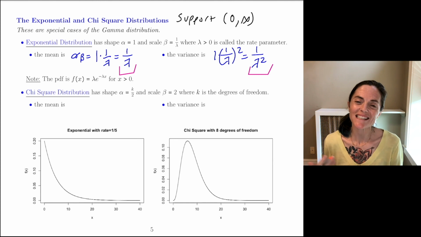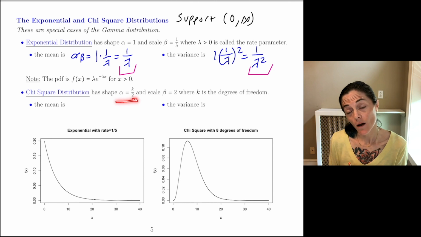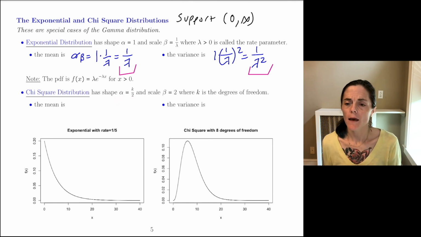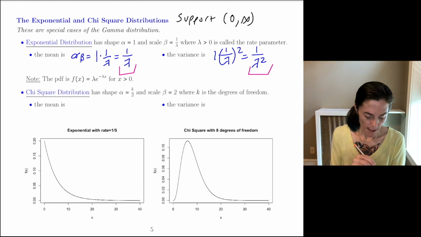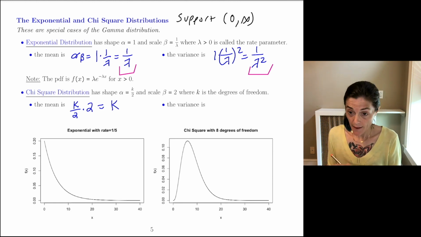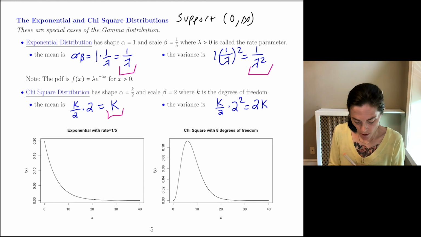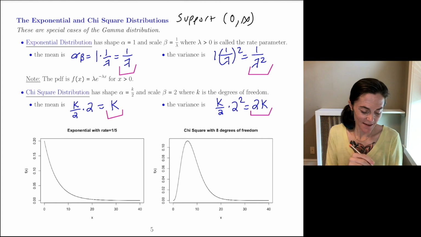Okay, chi-square distribution. The shape is always of the form k over 2, where k is called the degrees of freedom, and the scale is beta equals 2. So here, once again, we can calculate the mean and variance. This would be alpha times beta. We just get k, this degrees of freedom, and the variance is alpha times beta squared. This is 2k. We will use chi-square distribution later this semester.